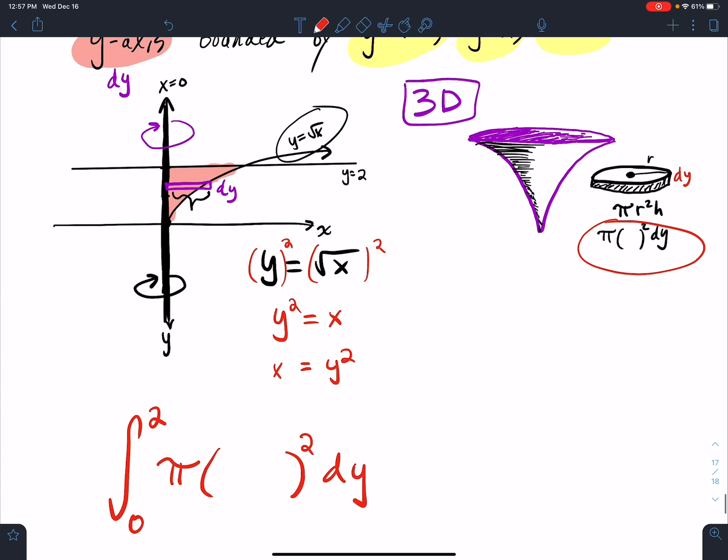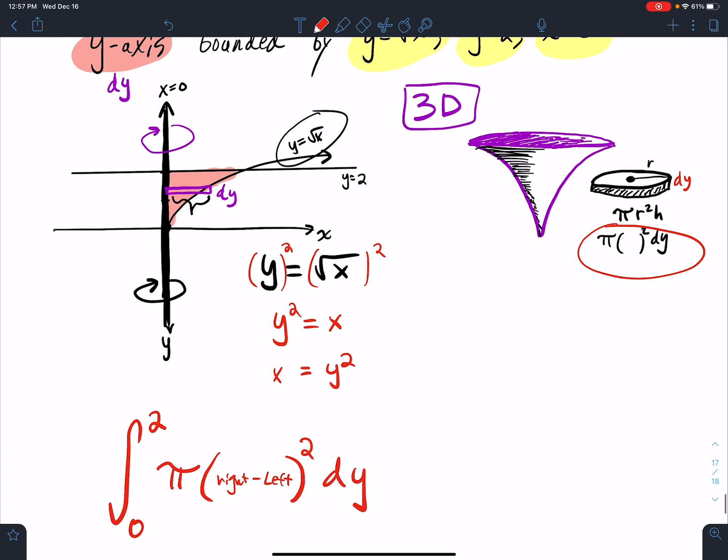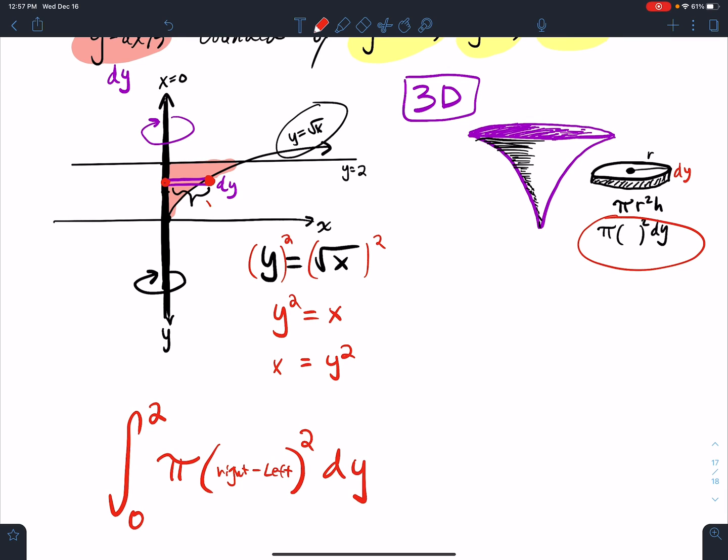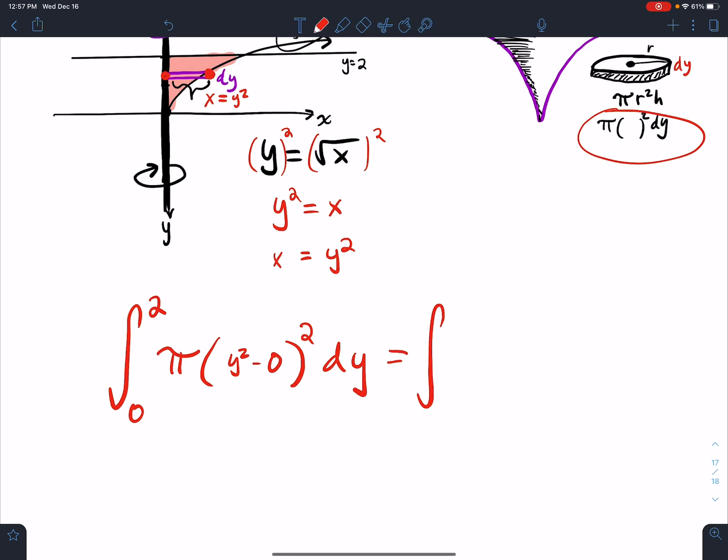Now, what is the distance? How do I find it? Remember, it's right minus left, not top minus bottom, because that would be a parallel rectangle. So right minus left. Well, what is the right one? The right one is x equals y squared. So right is y squared. Now minus left, what is the left? It's x equals 0. So the left is just 0. So what does this become? It becomes integral 0 to 2 of pi times y squared, squared, dy.